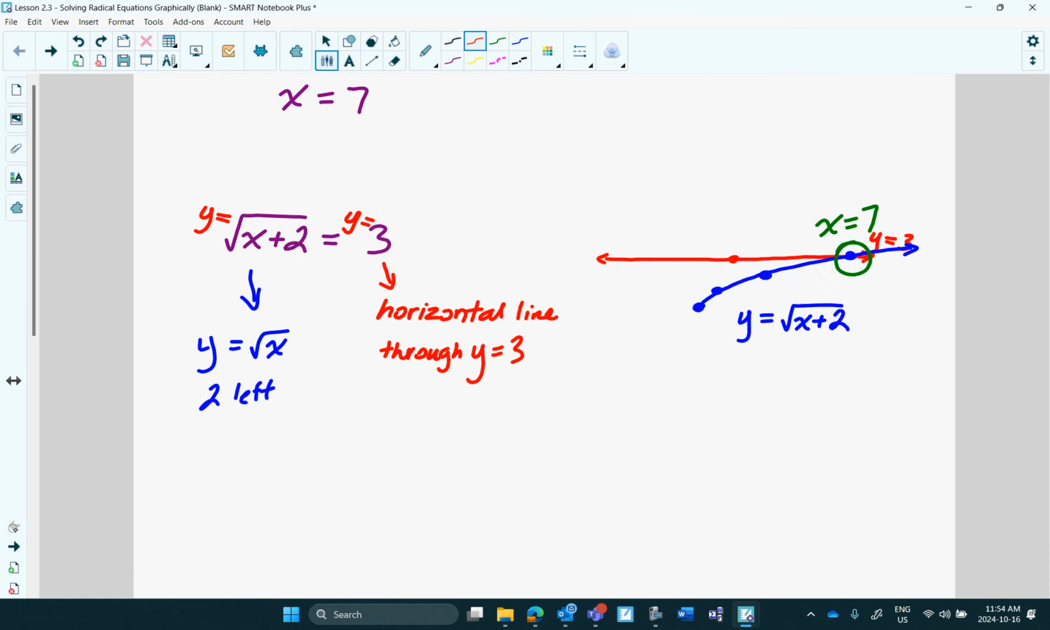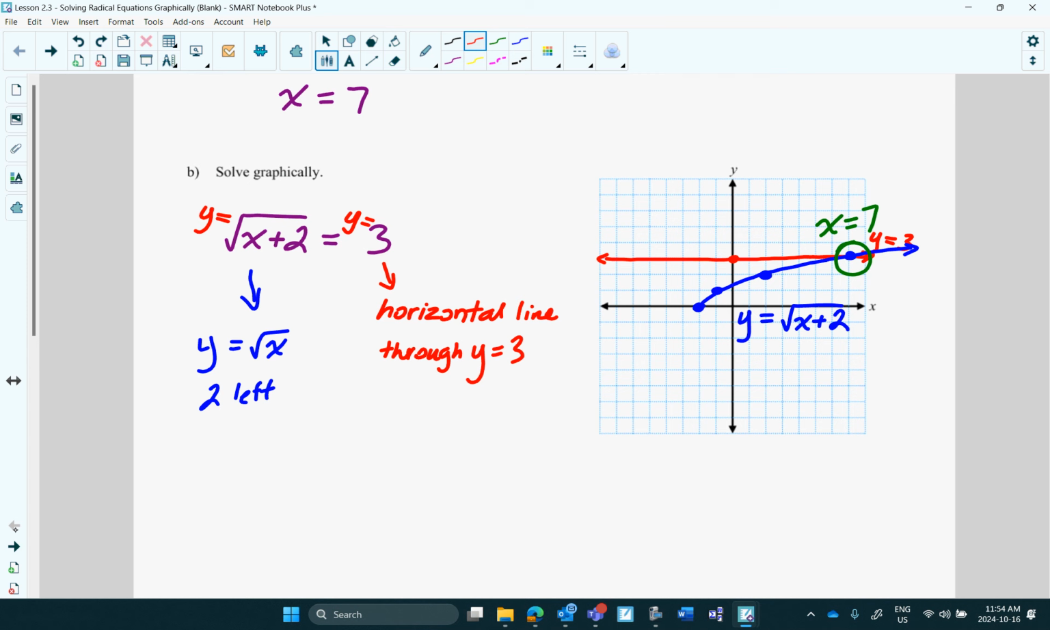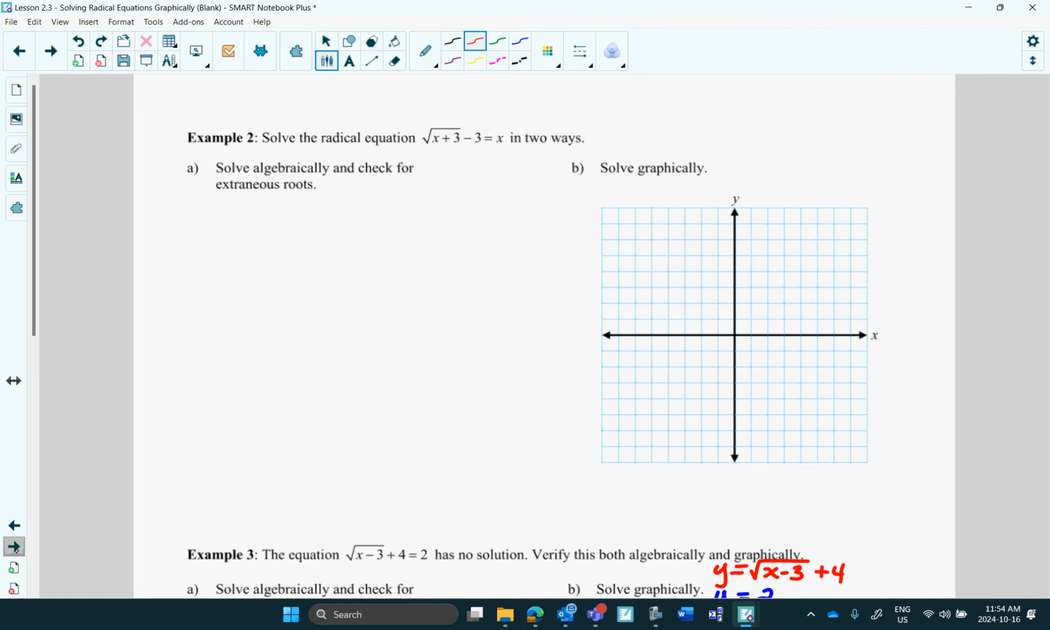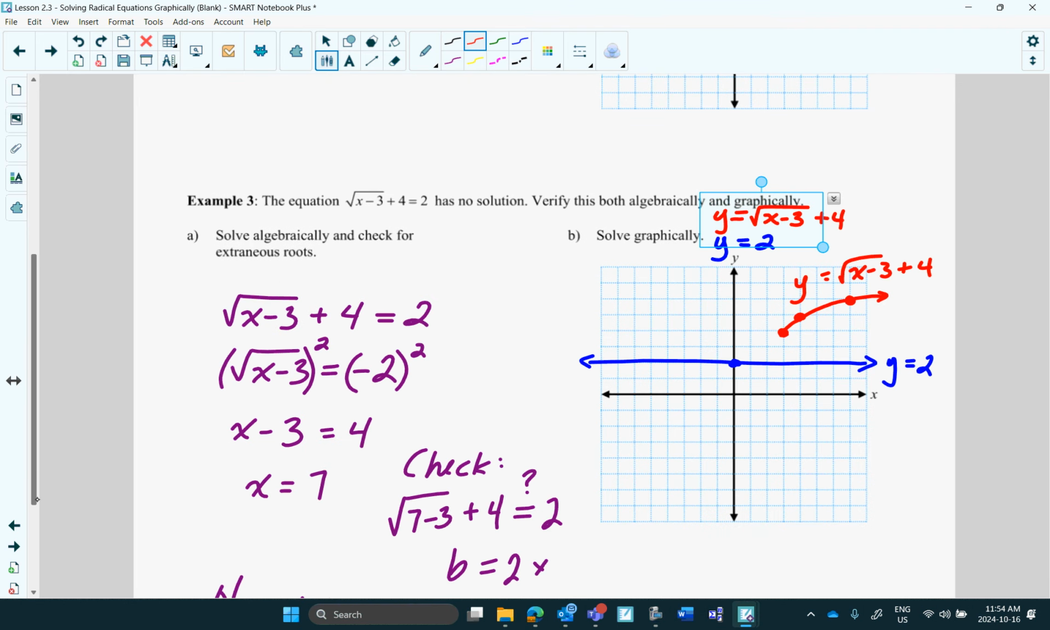This previous one tells me that they're going to intersect. Okay, and they're going to intersect out when x is 7. So they're going to intersect way out here, so I need an additional point. Is that better? So here, no intersection, no solution, because they don't intersect.